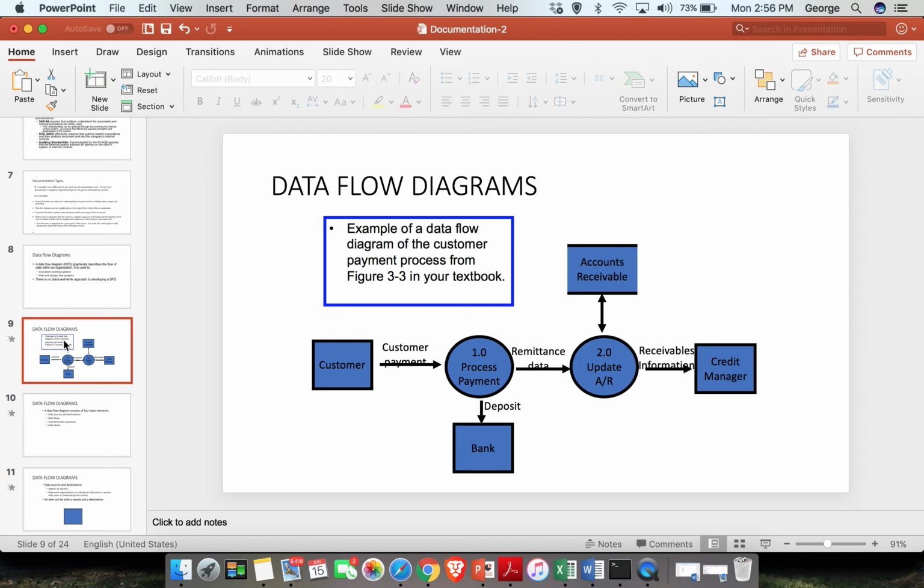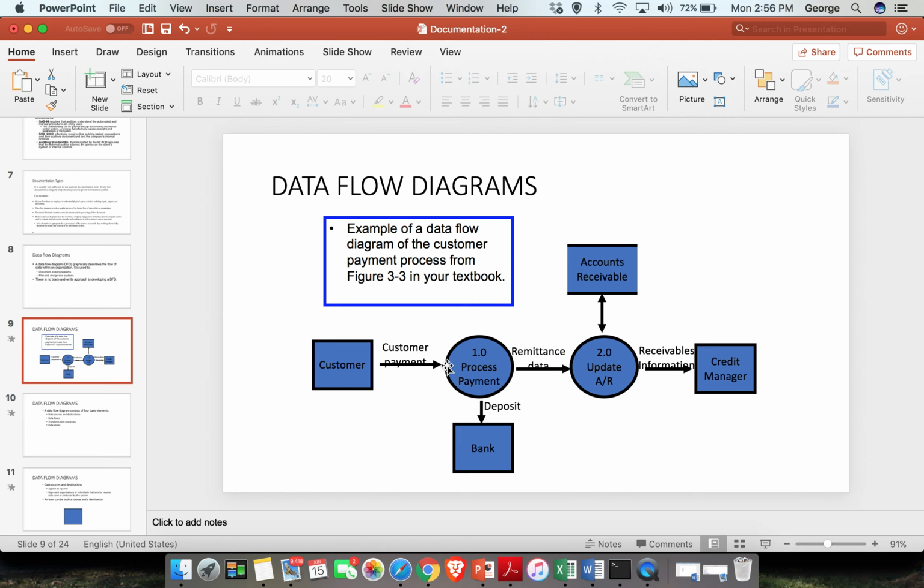So here's an example of a DFD, from your textbook, and this is a level 0 DFD. It has two processes: process payments and update accounts receivable.